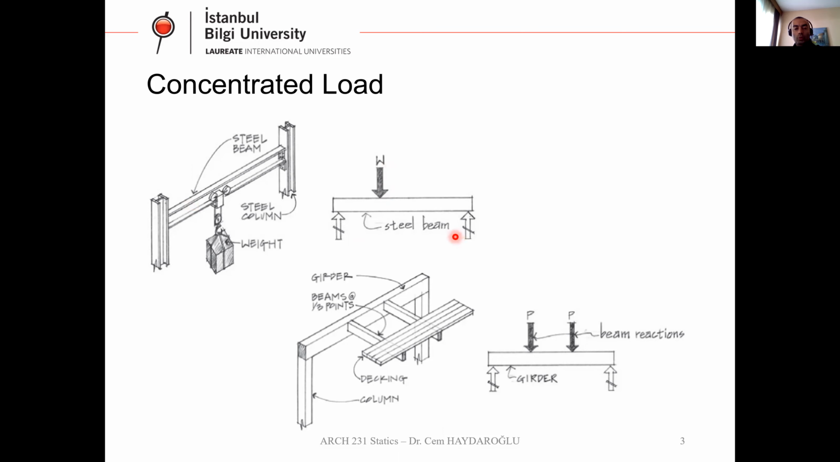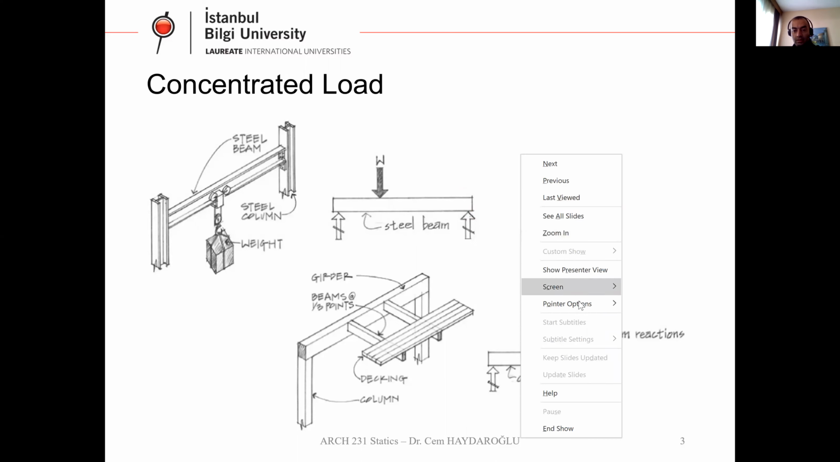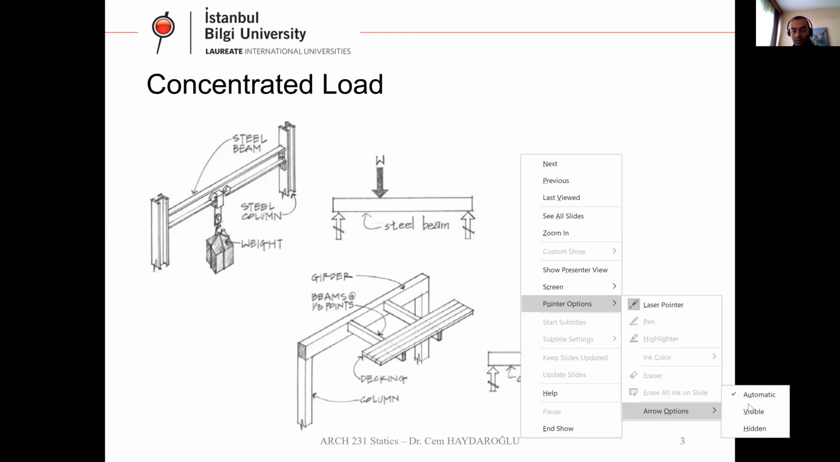We show concentrated loads with only 1 arrow, as you can see here. This is a kind of concentrated load. If this location changes, for example, there are wheels here. If this weight moves here, what are we going to do?